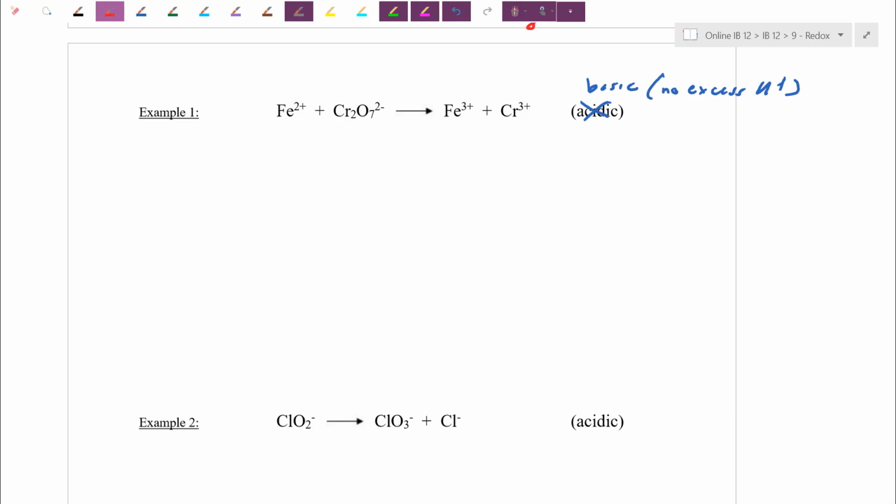Turns out, even though in IB they're only going to ask you acidic, even if they just say blank here, you can assume it's acidic. You just balance everything in acidic. For basic, you just add one last step out towards the really, really end. And I'm just going to show you what that last step is going to be.